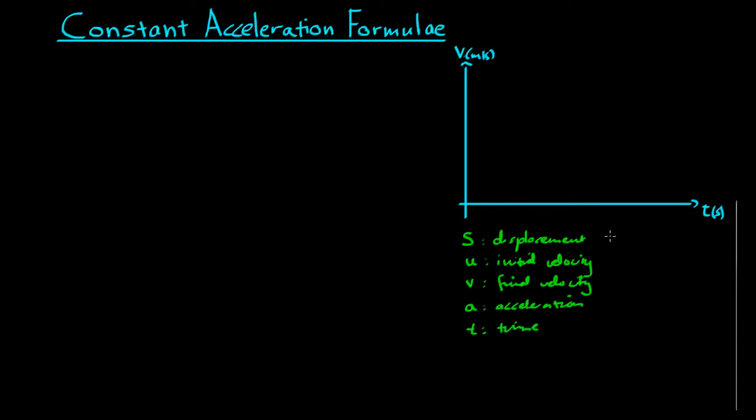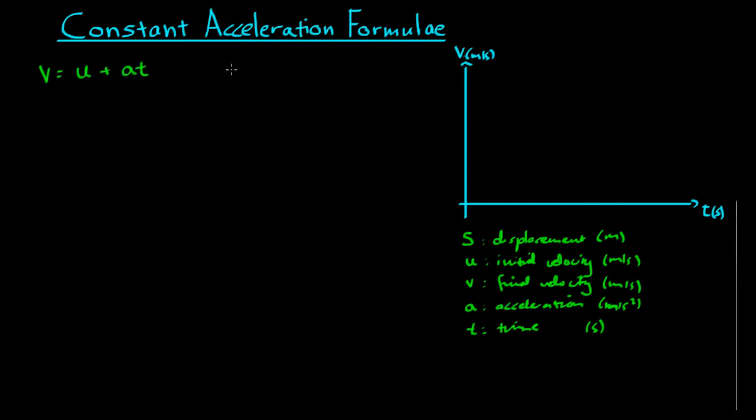And we'll set up some units for these. Displacement is usually in meters. Initial velocity is in meters per second, final velocity meters per second, acceleration meters per second squared, and time in seconds. So let's look at the first formula. That would be V equals U plus AT.